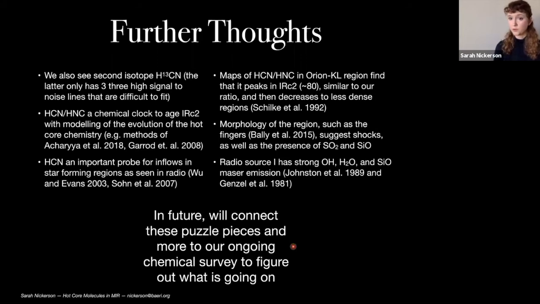And also Orion IRC2 itself has very interesting morphology. There are shocks in this region. And we find a number of chemical species that are linked to shocks. So it'll be interesting once we explore sulfur dioxide and silicon oxide. And then also the region has some OH, water, and SiO masers. And so it'll be interesting to link our findings to these masers. And so this region is very rich, very complicated. And as we analyze our data further, we're going to link all these things together to try to come up with a cohesive picture of just what is going on in IRC2.